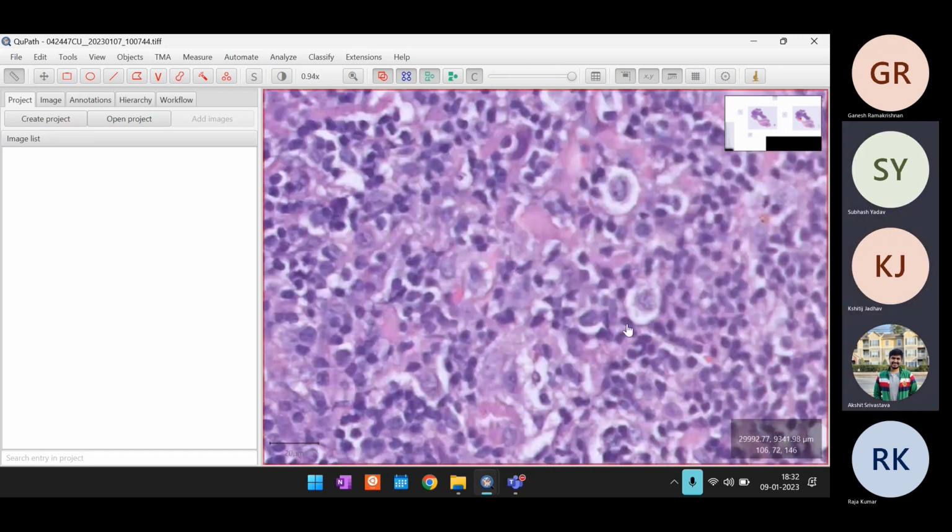Each dot is a cell, right? Is it a nucleus? The one which you're pointing at now is either a lymphocyte or a plasma cell. So this comes in the microenvironment. If these are all microenvironment, the one which has a clearing around it, inside that, this is an RSL which is sitting inside.